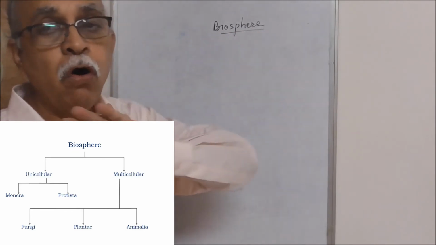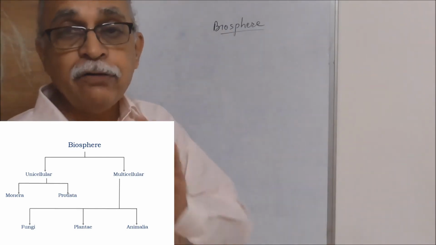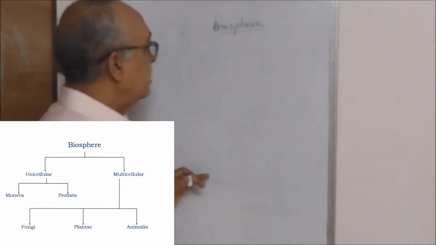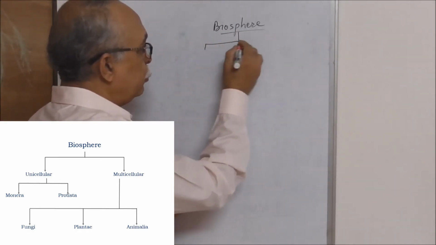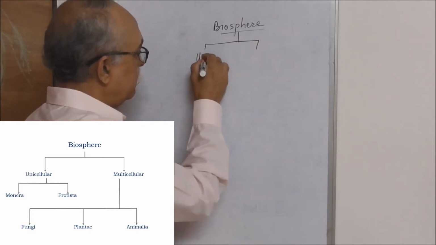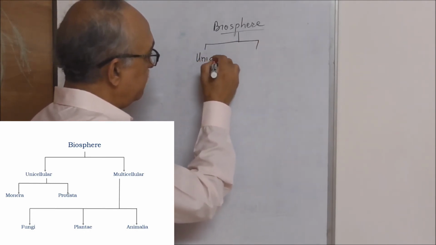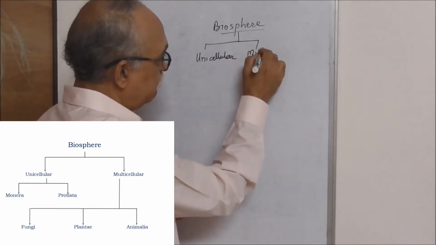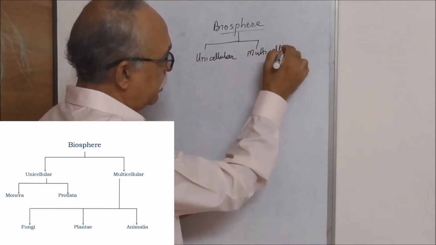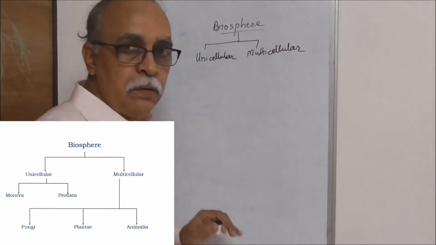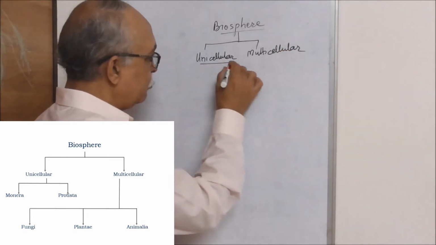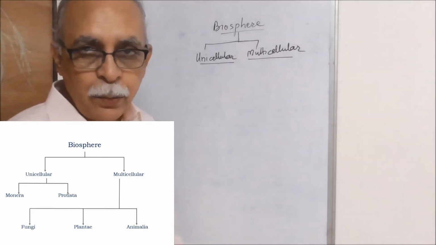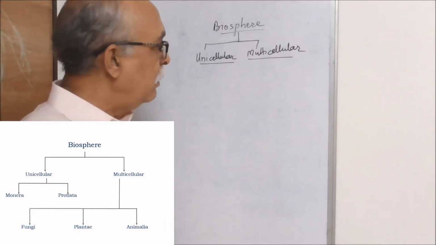So that will include all kinds of organisms, all kinds of living organisms, which we would first of all separate into unicellular and multicellular. One single cell organization, and made up of more than one cell. That's how we distinguish unicellular and multicellular.